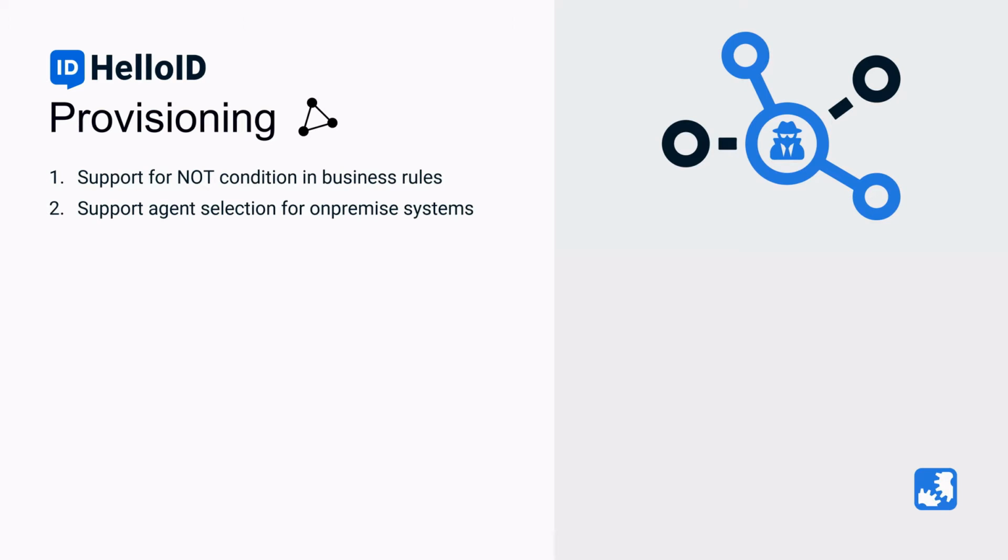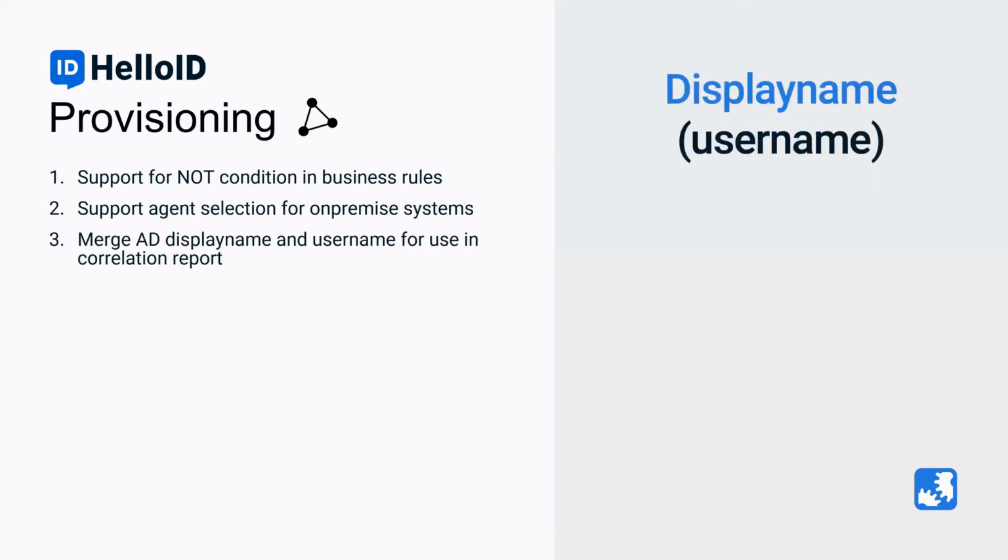Really nice one. The third one is a smaller change: we added the username inside the correlation report. For Active Directory and for Azure, we added the user principal name, so it's easier to detect the uniqueness of the account because the display name is not always unique.